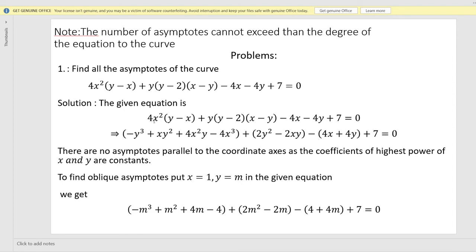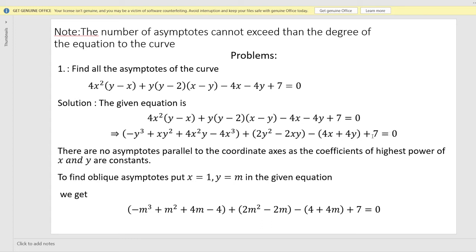So look here, 4x square into y minus 4x cube. Next, y square into x minus y, just multiply: y square into x means xy square, minus y cube. These are the only terms we have of degree 3, and the remaining is minus 2y into x is minus 2xy, minus into minus plus 2y square, taking minus common 4x plus 4y, plus 7 is equal to 0.